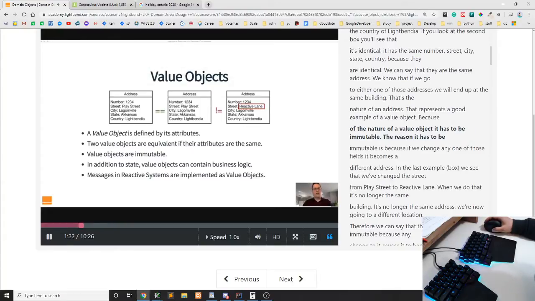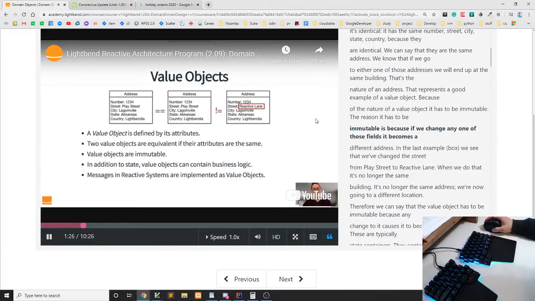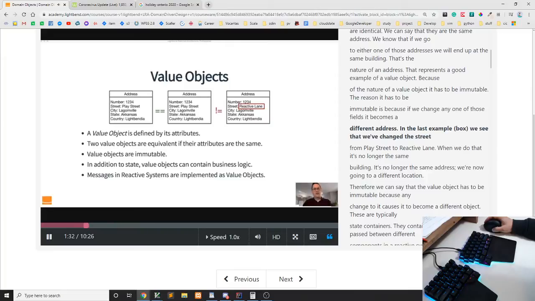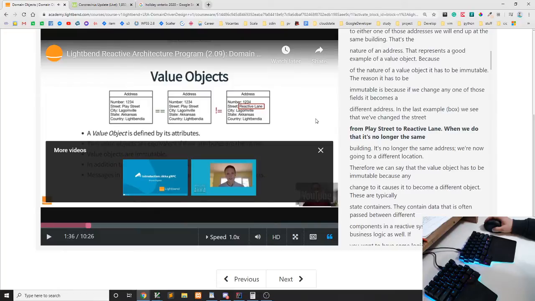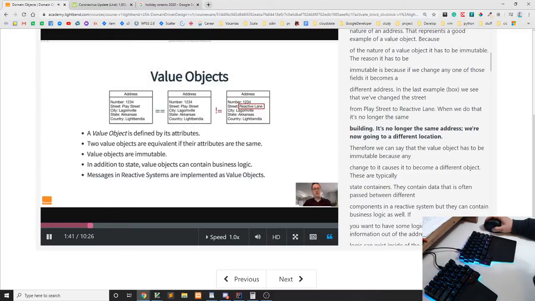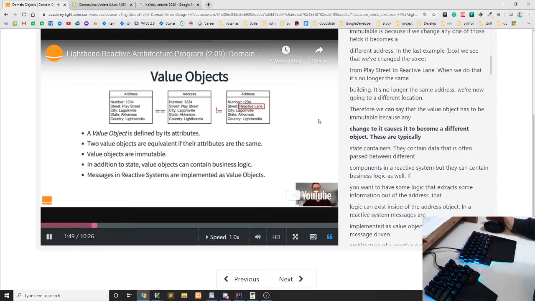Because of the nature of a value object, it has to be immutable. The reason it has to be immutable is because if we change any one of those fields, it becomes a different address. So in the last example, we've changed the street from Play Street to Reactive Lane. And when we do that, it's no longer the same building. It's no longer the same address. We're now going to a different location. Therefore, the value object has to be immutable because any change to it causes it to become a different object.